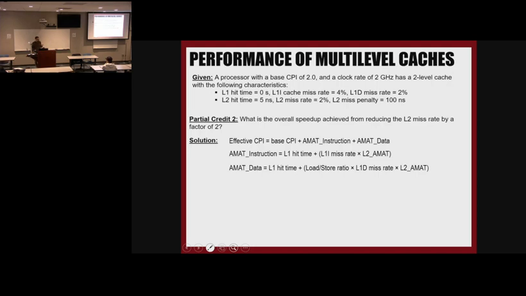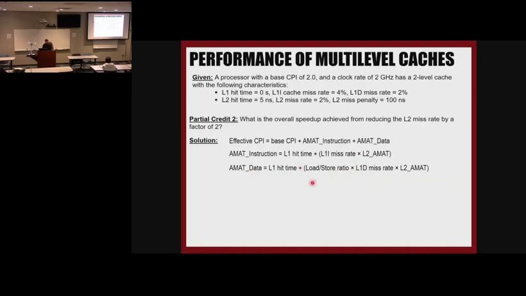Okay, so let's do that. Let's just calculate the new CPI. We have the same relation: effective CPI is equal to the base CPI plus AMAT instruction plus AMAT data. AMAT instruction is equal to L1 hit time plus L1 miss rate multiplied by L2 AMAT, which is the miss penalty for layer 1. Same as for layer 1.